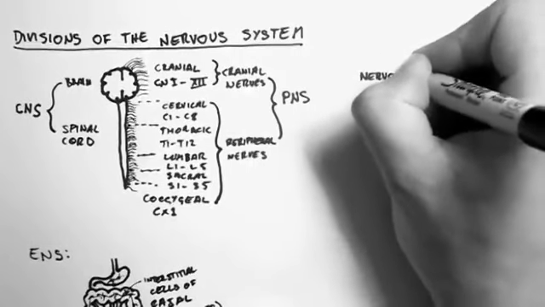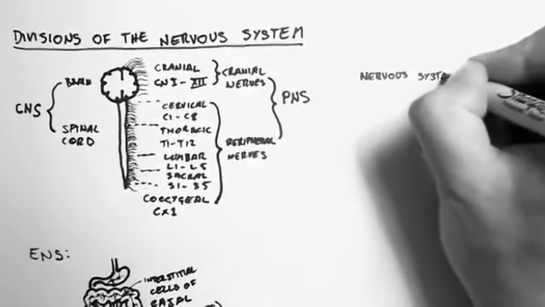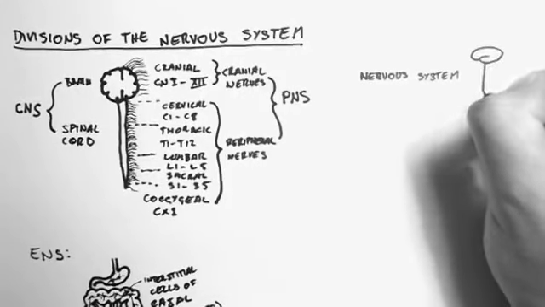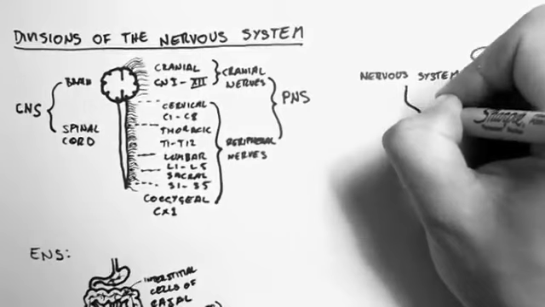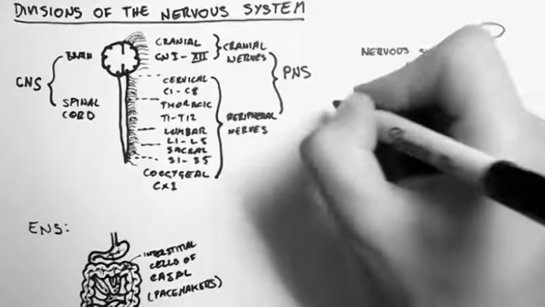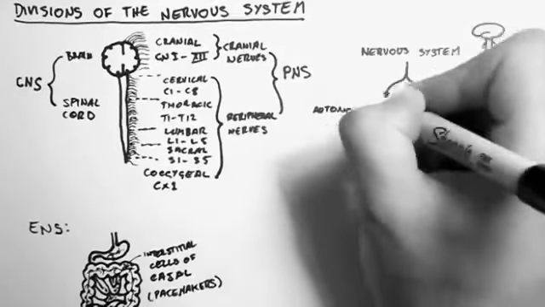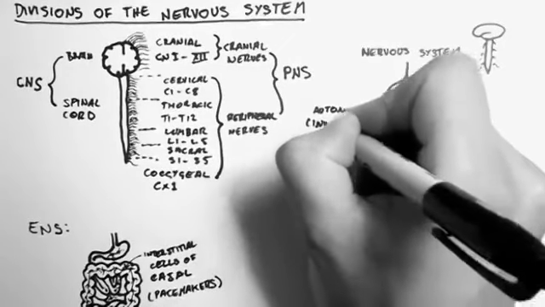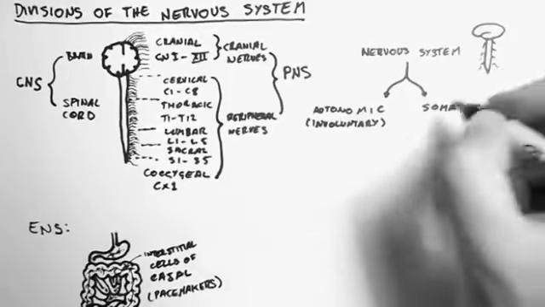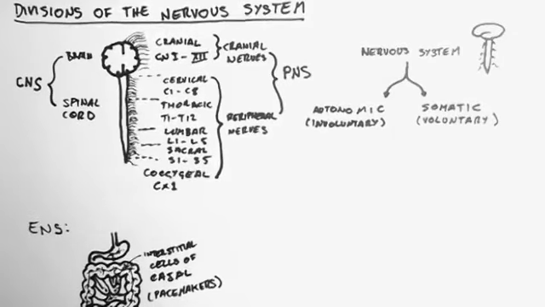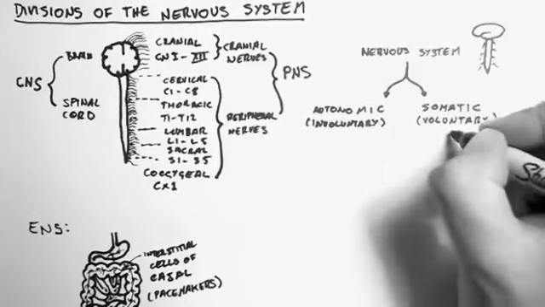Now let's have a look at the functional divisions of the nervous system. So, the nervous system comprises of the brain, the brainstem, the spinal cord, and all the nerves that come off it. And there are 2 divisions: the autonomic division and the somatic division. Now the autonomic are the involuntary nerves. They're the ones that we can't control consciously. The somatic, however, are voluntary, so we can control those consciously.